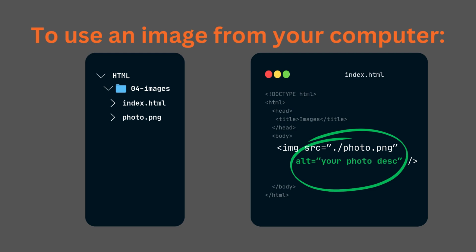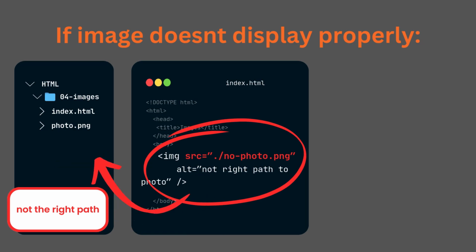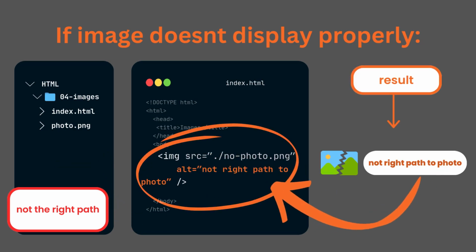There's also another important attribute we can add to the image tag called alt. The alt attribute provides a description of the image. This is really helpful if the image doesn't load or if someone is using a screen reader. In this example, if the image doesn't load, the browser will show the alt text instead. The alt text also helps search engines understand what's in the image.